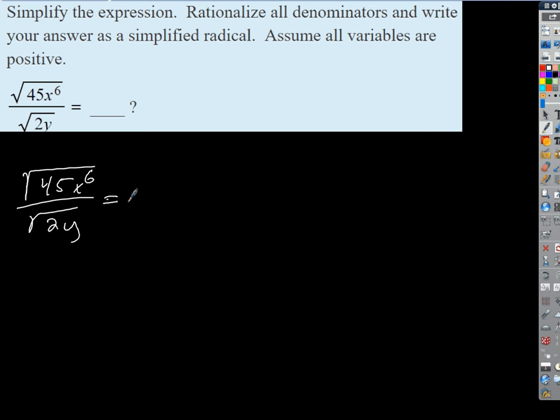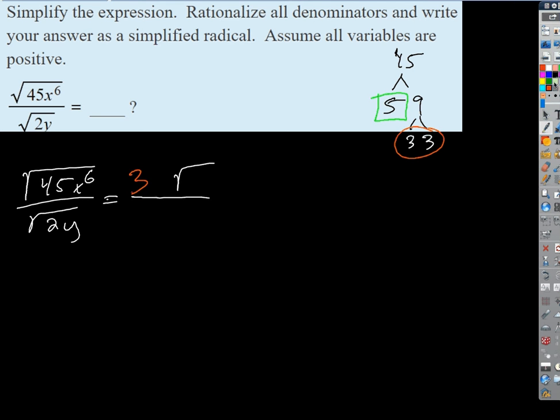Whoops, equals. So we can simplify top and the bottom. On the top, how could I simplify the number? What's going to come outside of the radical for the number? What's it factor into? 5 and 9, and 9 is? So I get a couple of 3s and a single 5. So what's out, what's in?